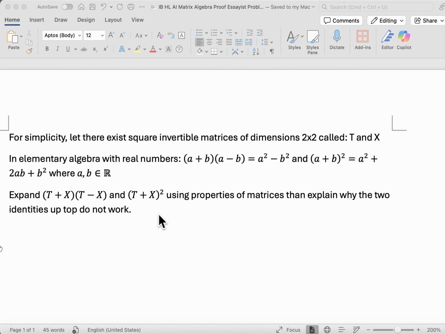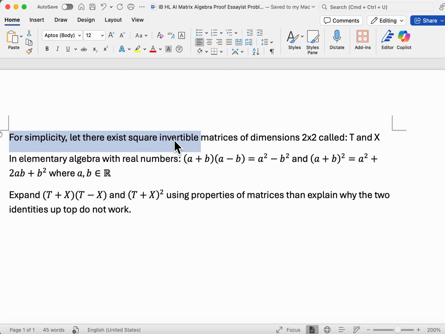Now let's get right into the problem here. So assume for simplicity, let there exist square invertible matrices of dimensions 2 by 2. So 2 rows and 2 columns. We call them T and X. And we know in elementary algebra, with real numbers at least, that if you multiply the sum and difference of 2 real numbers together, you get the difference of 2 squares. And if you do (a plus b) all squared, getting 2 copies multiplied together, you get a squared plus 2ab plus b squared, where a and b are real numbers. So this is how you write it in set theory notation.